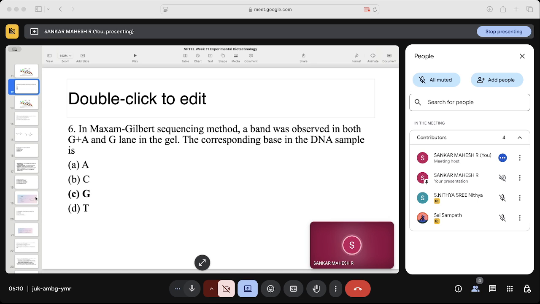One more question along the same line. Now, this is about identifying the sequence. In Maxam-Gilbert sequencing method, a band was observed in both G plus A and G lane in the gel. The corresponding base in the DNA sample is dash: A, C, G, and T. Now, because we have a band at both G plus A and G, this would mean it is G. That's a commonality. That's how we identify.